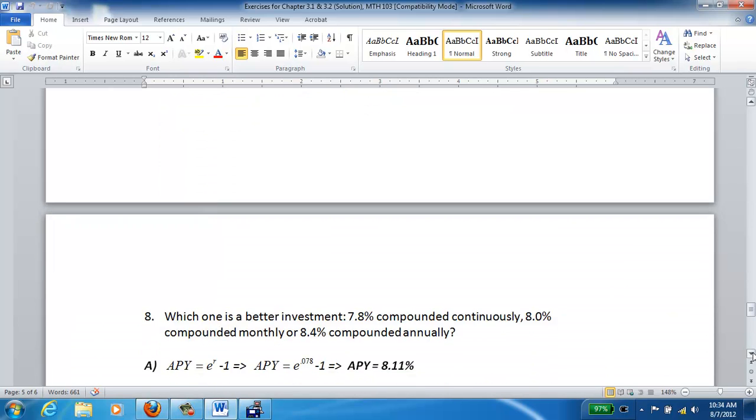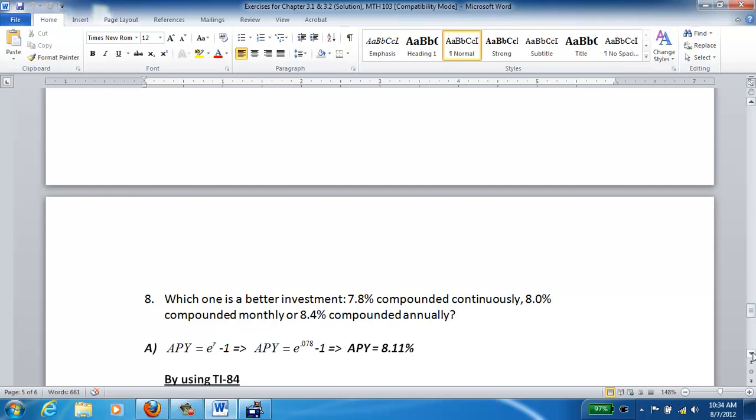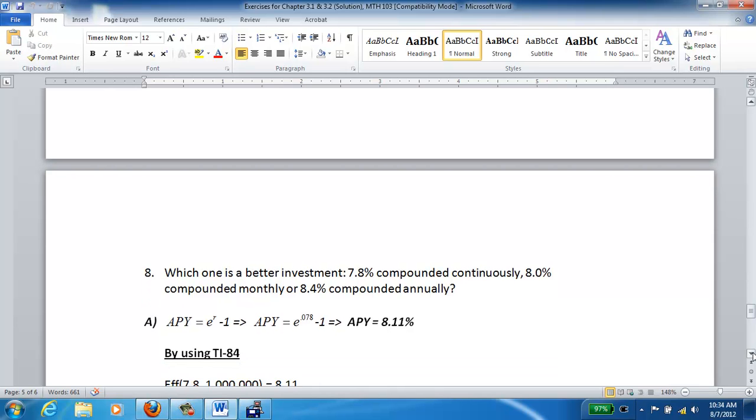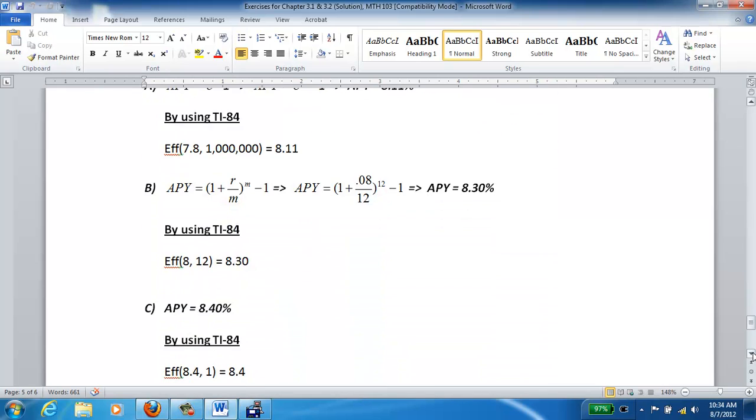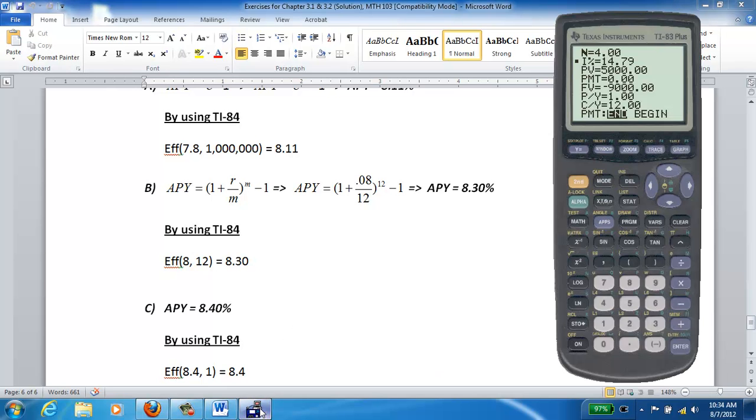Last problem: what is a better investment? 7.8% compounded continuously, 8% compounded monthly, or 8.4% compounded annually? So I have everything by using the calculator and manually, but let's use the calculator. So for the first one, you go to Applications, Finance, and you look for the effective rate. So you have to go to the effective rate, and then it's going to be 7.8. Let me do it again one more time.